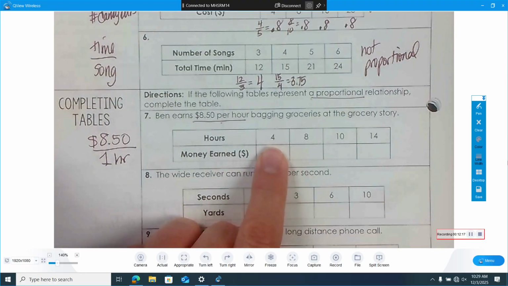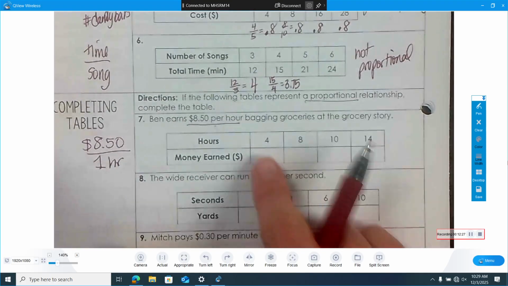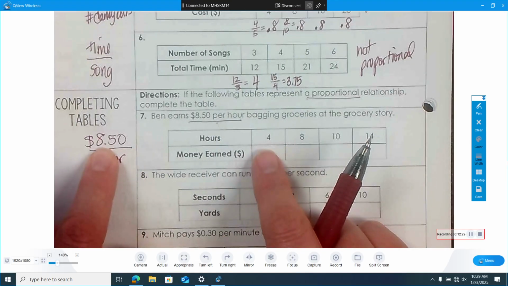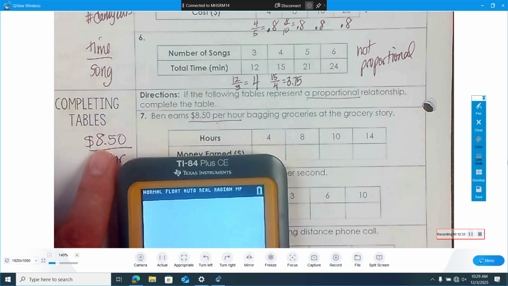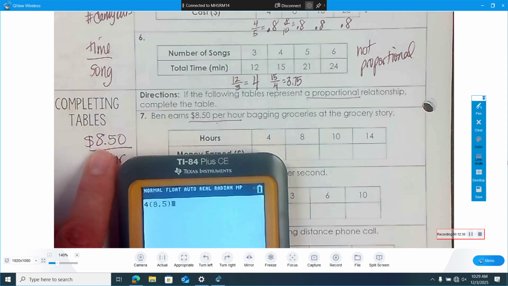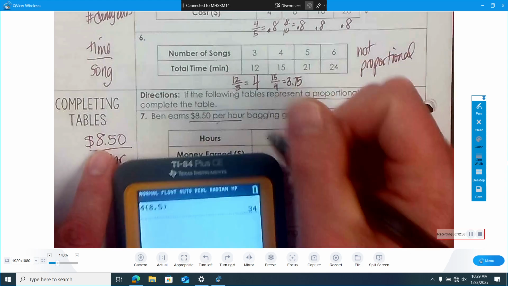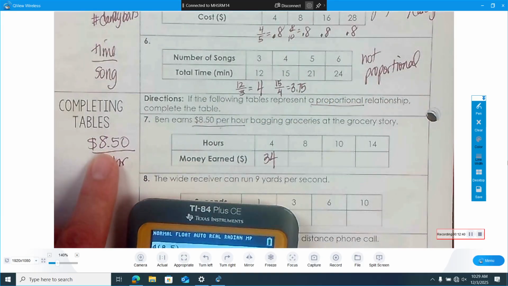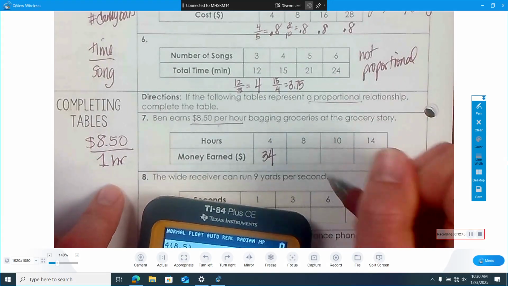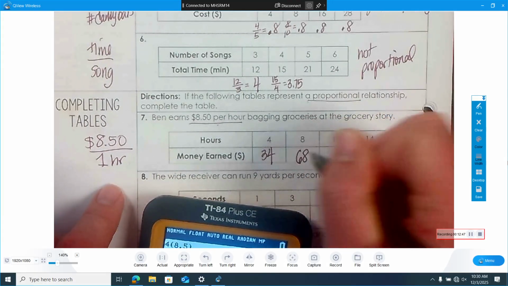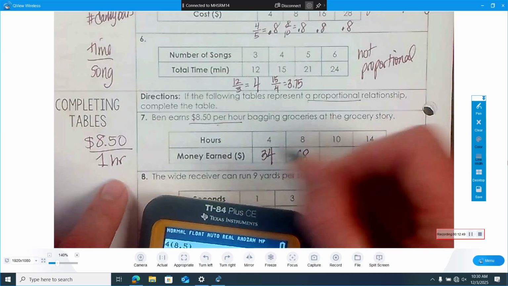How do we figure out how much he earns if he worked 4 hours? Multiply. Yeah, easy. So if he worked 2 hours, it'd be $17. If you worked 3 hours, it'd be another $8.50 on top of that. So we just get to do 4 times $8.50, and we get 34. How much does he make if he worked 8 hours? 68. How'd you get 68? Doubled it. Yeah, they're very good.